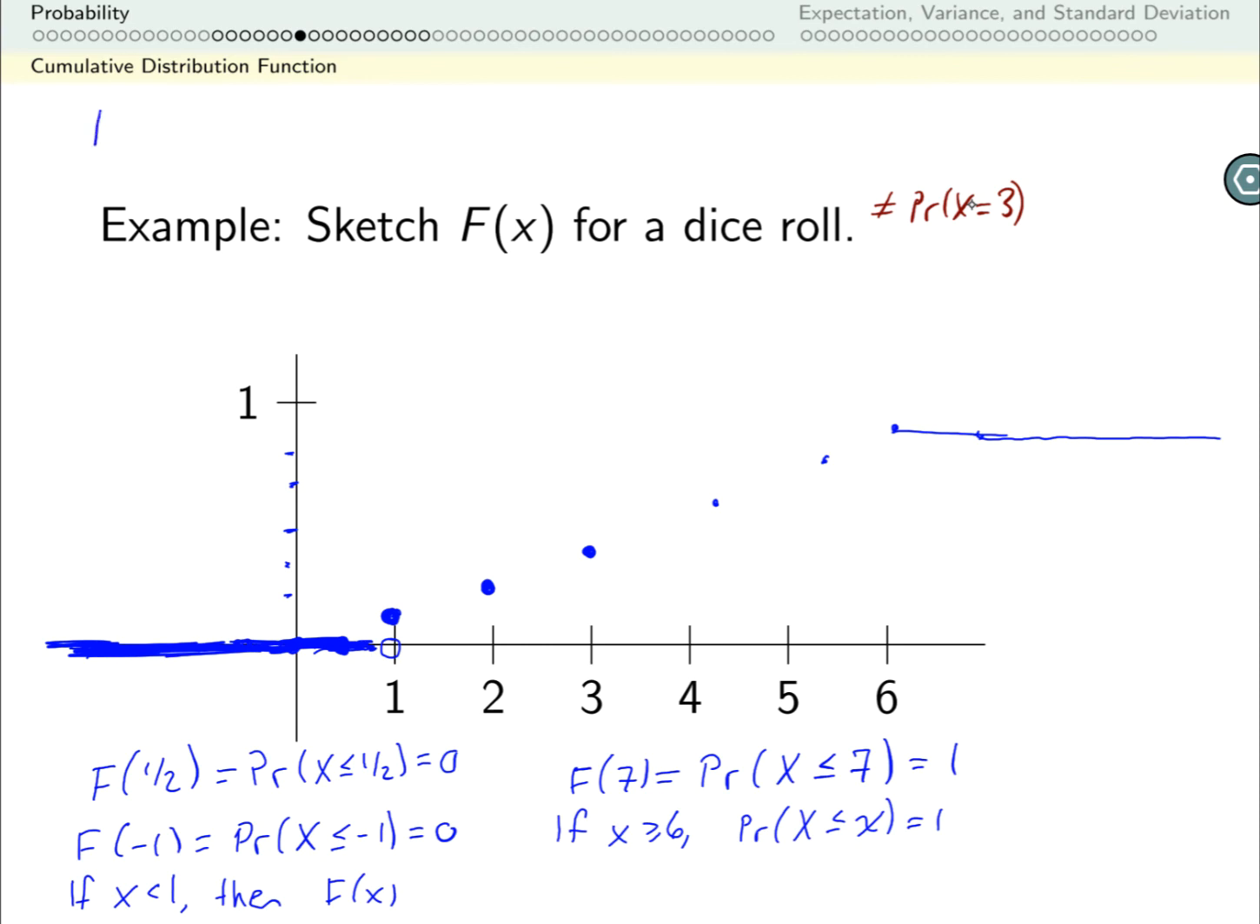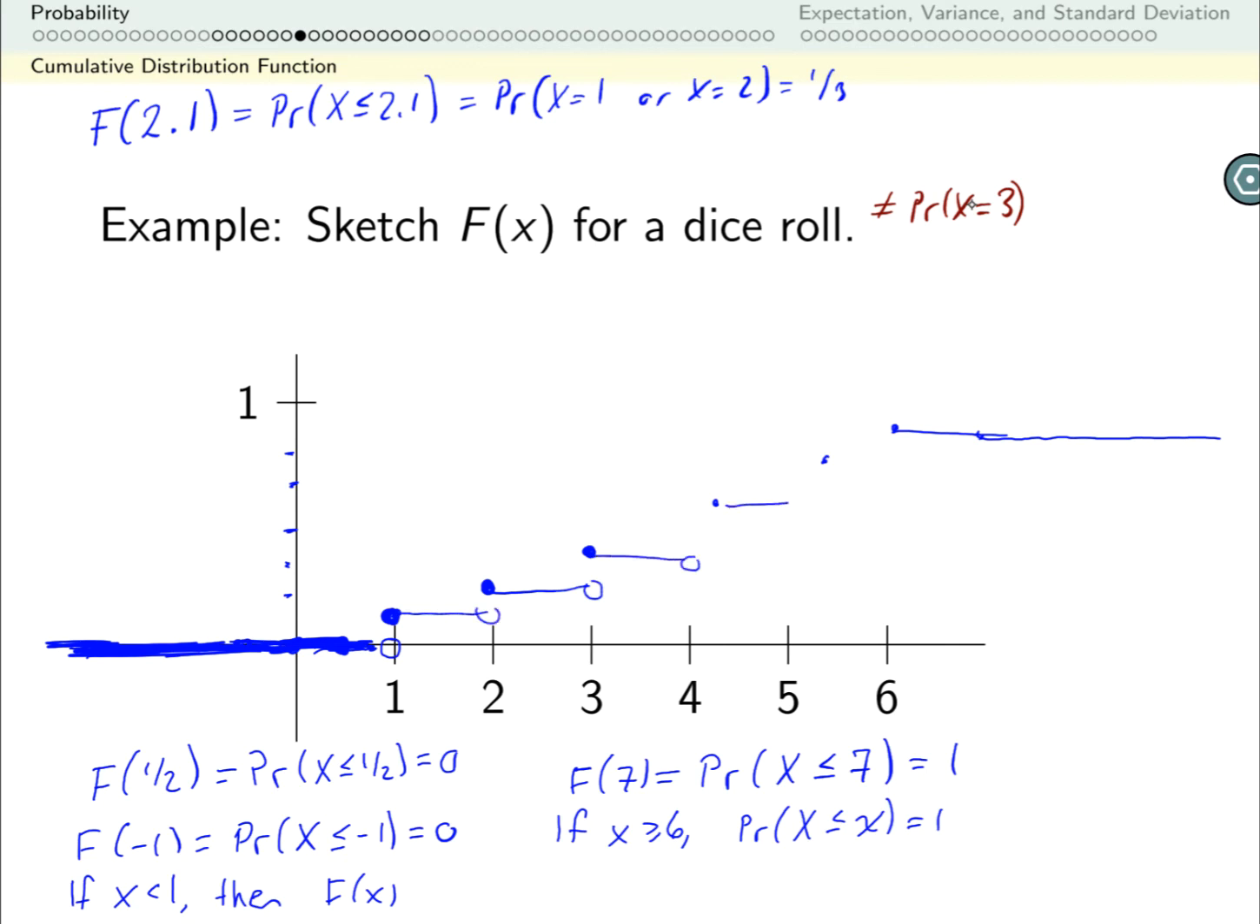What we get for the rest of this function is more flat lines. Say I want to know F of 2.1. That's the probability that I roll my dice and it's less than or equal to 2.1. So because we only have these discrete values, this is the probability that I roll a 1 or a 2, which is a third. And that's the same as F of 2. So I get flat lines like this, and so on. This is the cumulative distribution function for rolling a standard 6-sided dice.